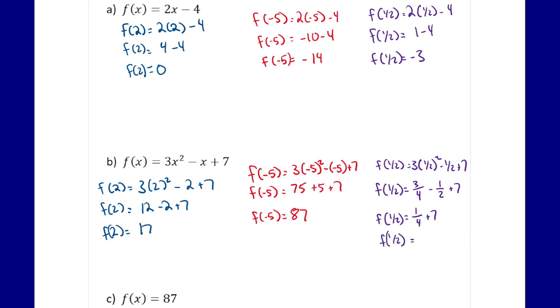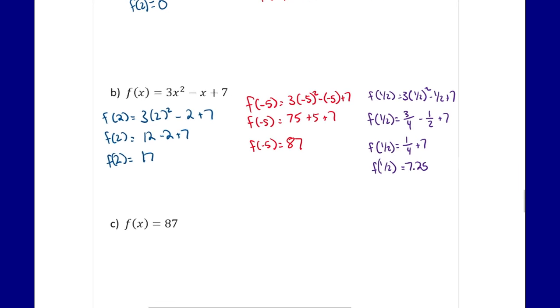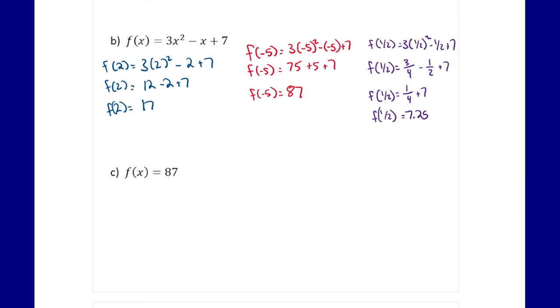So f at a half is equal to 7.25, if I did my mental math correct, which there's always a chance that I did not. Lastly, f at x is equal to 87.